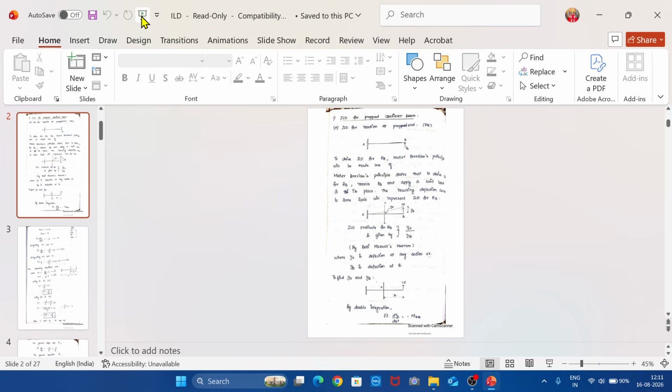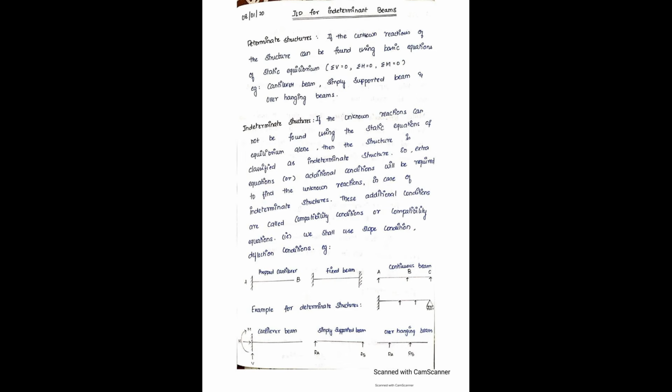Dear viewers, in this lecture, let us learn about deriving the influence line diagram for indeterminate beams. To begin with, let us start with the ILD for a propped cantilever beam. So this is a propped cantilever beam. The support A is fixed. We have a prop or support at B, RB. RB is the reaction at the propped end.